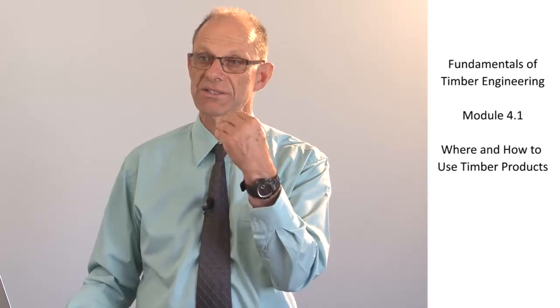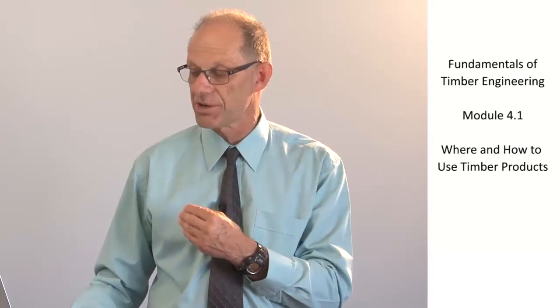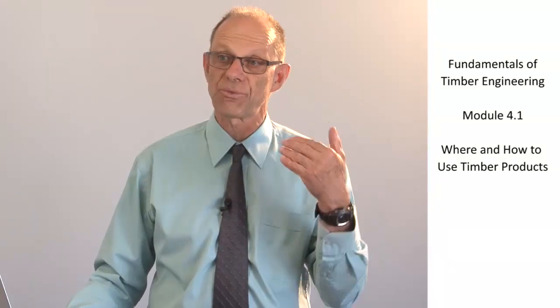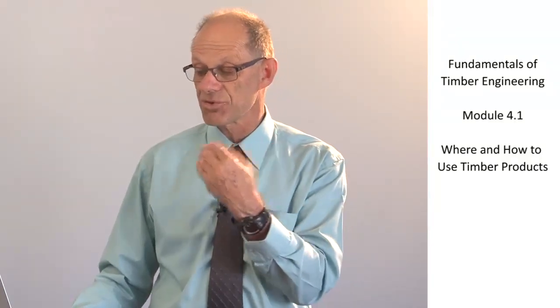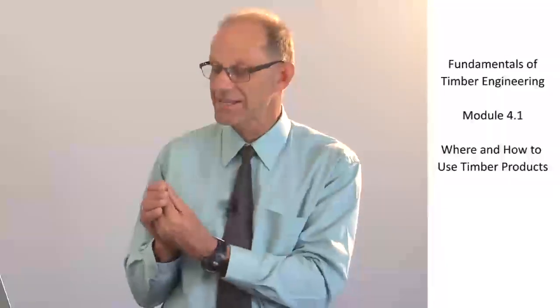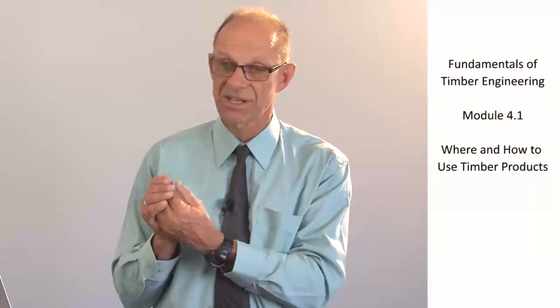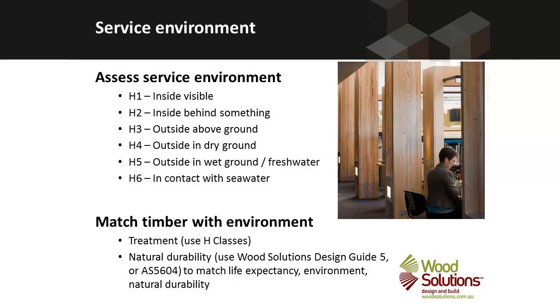Our trick is to match the timber and its natural durability or its treated durability to those environments. So if we don't have enough natural durability, we will apply some treatments. And we apply treatments that have exactly the same H numbers as the environments in which they're going to be used. So an H3 treated timber is appropriate for an H3 environment, which is outside above ground.